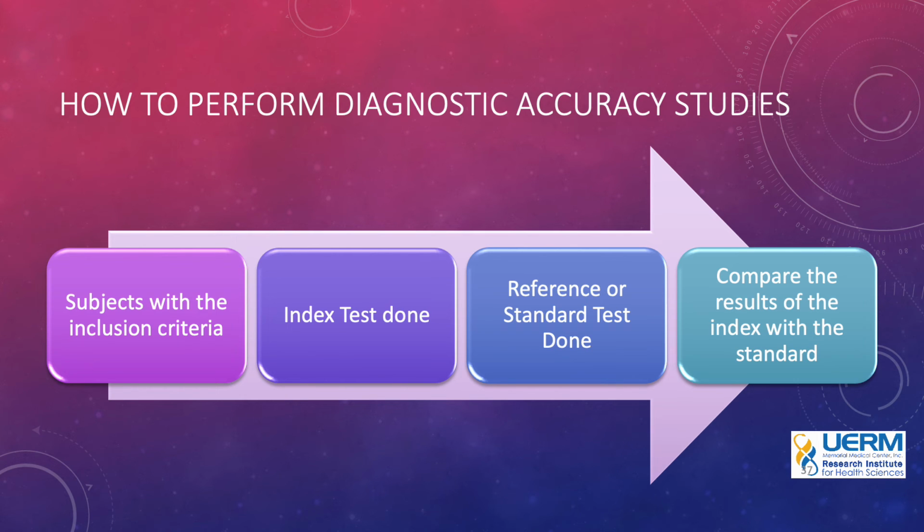So evaluating the ability of a medical test to correctly classify patients is typically done by comparing the distribution of the index test with those of the reference standard. The reference standard is the best available method for establishing the presence or absence of the target condition. So again, an accuracy study can evaluate the accuracy of one or more index tests and can rely on one or more reference standards.